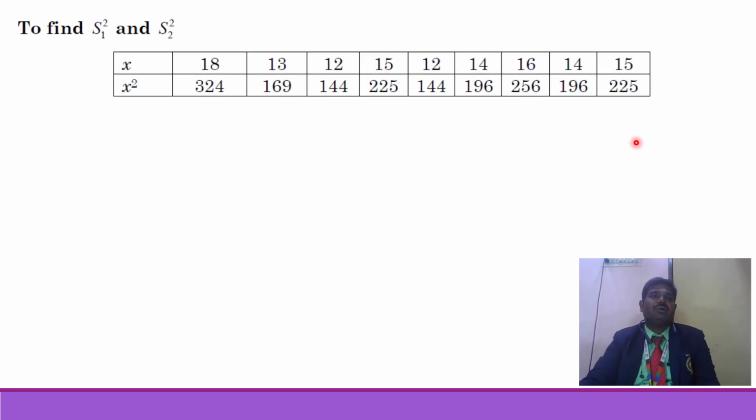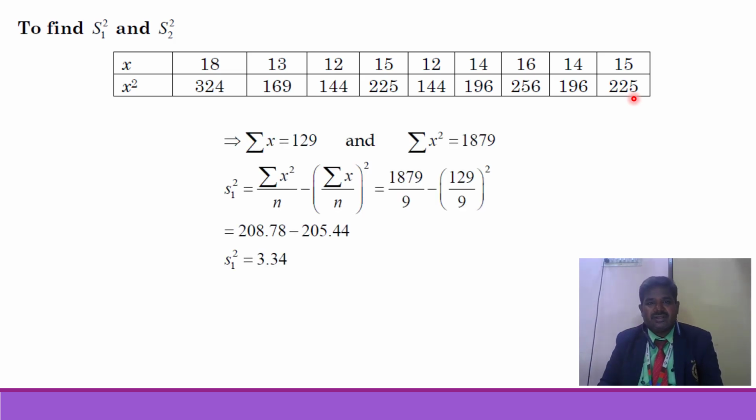So first we have to find out S1 square and S2 square. Take the first sample x: the values are 18, x square 324; 13, x square 169; 12, 144; 15, 225; 12, 144; 14, 196; 16, 256; 14, 196; 15, 225. So from this we get summation x value is 129 and summation x square value is 1879.